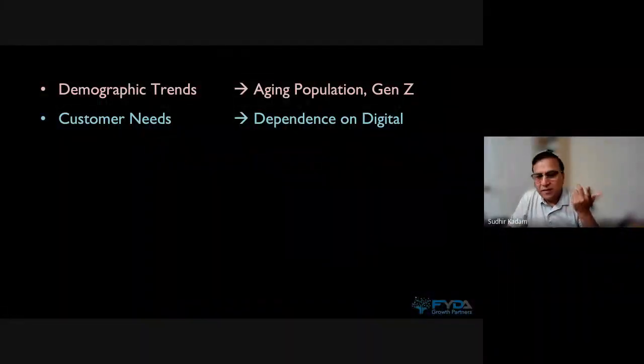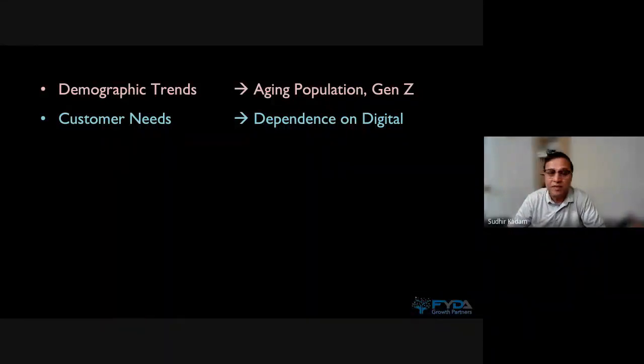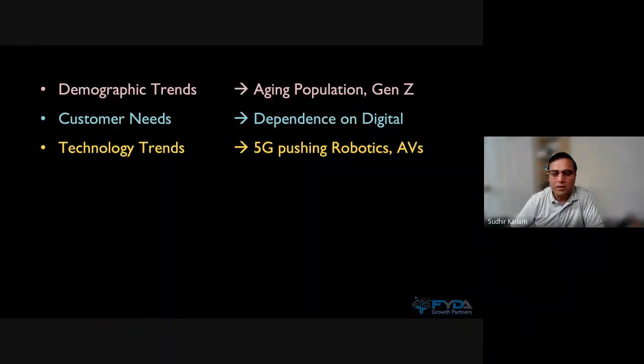Then the customer needs. I'll take an example of dependence on digital. A lot of these brick and mortar businesses, consumer businesses, have to shift to online businesses, right? E-commerce. Because of the newer generations, and because of the pandemic, the shift has been to digital and there's a lot of dependence on digital. So they have to figure out how they're going to do that. So this is another kind of risk that you will encounter in the business.